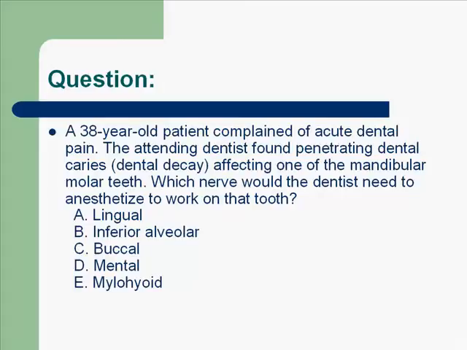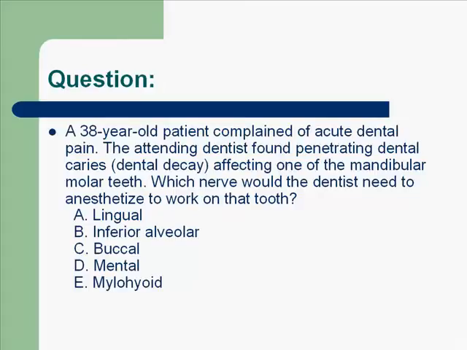A 38-year-old patient complained of acute dental pain. The attending dentist found penetrating dental caries, so dental decay, affecting one of the mandibular molar teeth. Which nerve would the dentist need to anesthetize to work on that tooth? A, B, C, D, or E? If you answered B, you are correct.